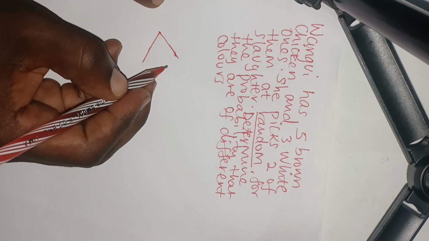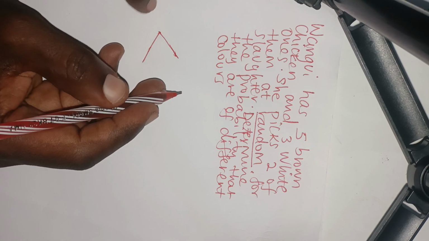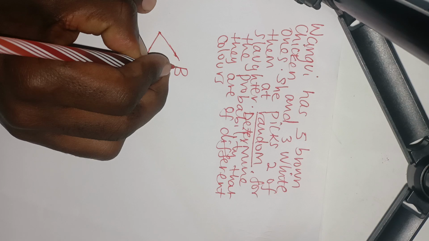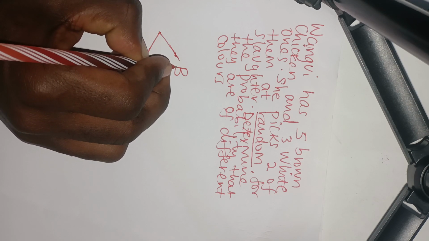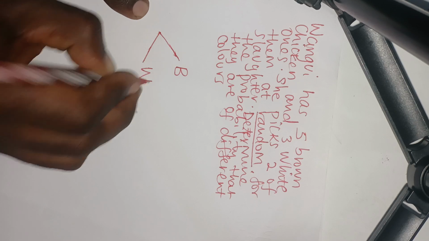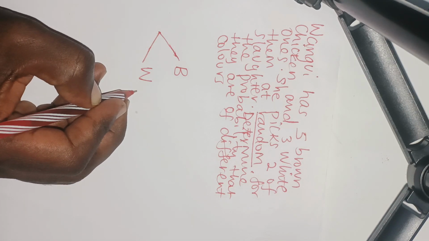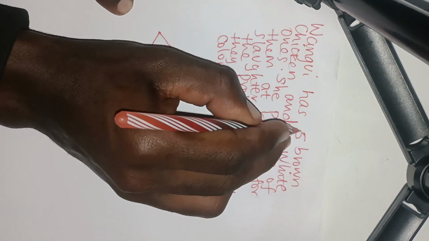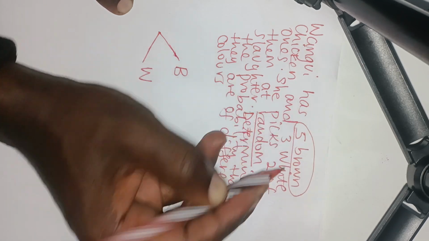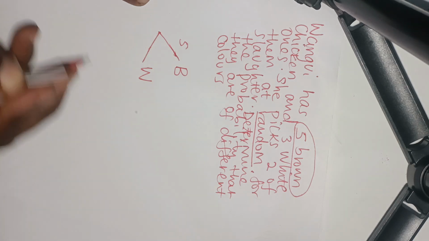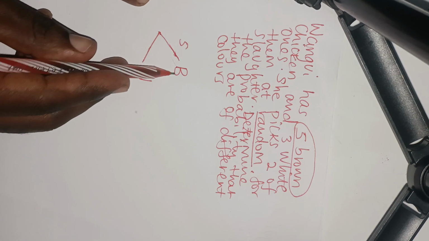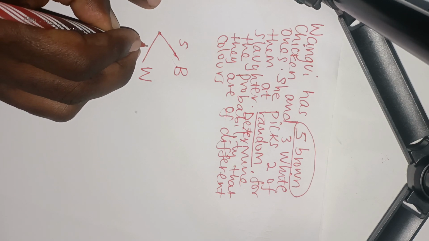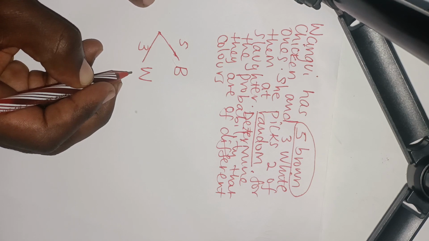And I'm going to indicate the colors of the chicken talked about in this question. So we're going to have B to stand for the color of the chicken which are brown, and W to stand for the color in as far as the white chicken are concerned. And in as far as the question is concerned, we are told Wangui has 5 brown. So the woman has 5 brown chicken. So I'm going to put 5 here. So 5 brown chicken and, add on this, we are told that there are 3 white chicken. So we have 3 at the bottom here.